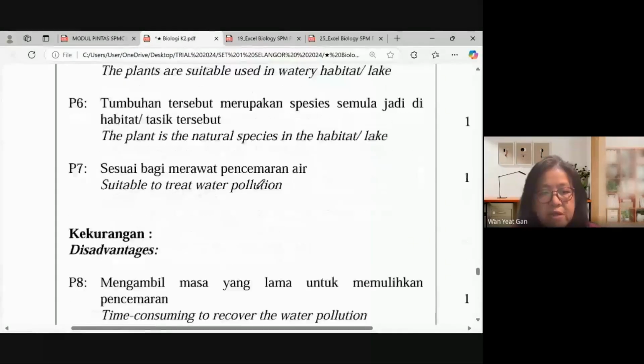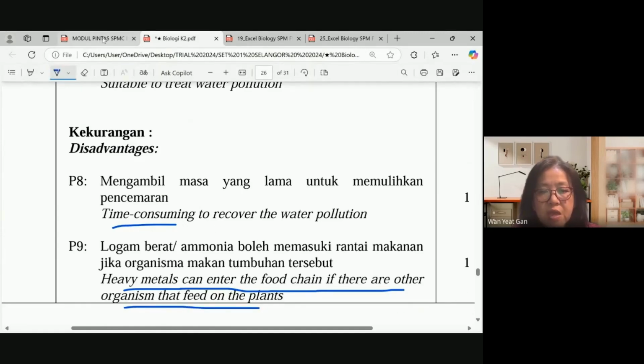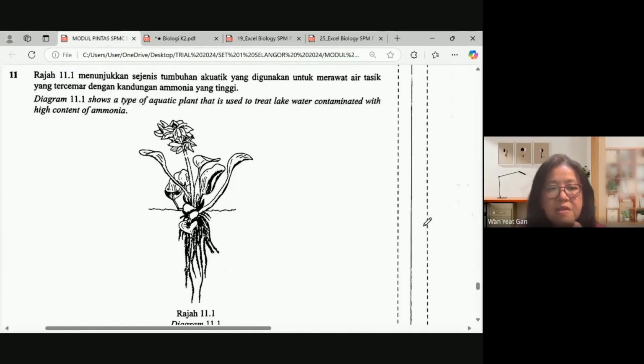Now, however, there are some disadvantages. Okay, so as you know, using plants is very time consuming. It takes a longer time to remove the ammonia from the lake compared to using chemicals. And heavy metals can enter the food chain if there are other organisms that feed on the plant. Now, this is very true because this plant could be eaten by other animals that feed on the fine roots, let's say, for example, small fishes.